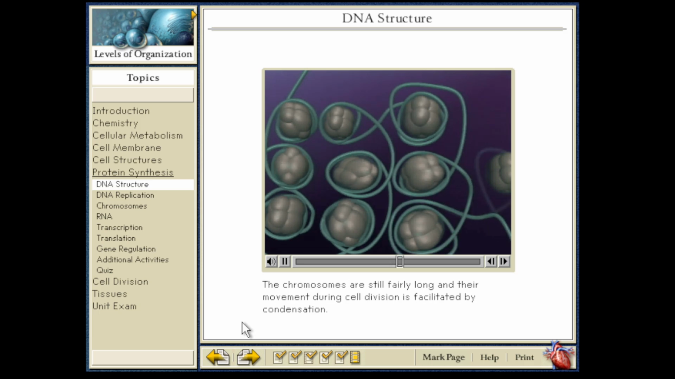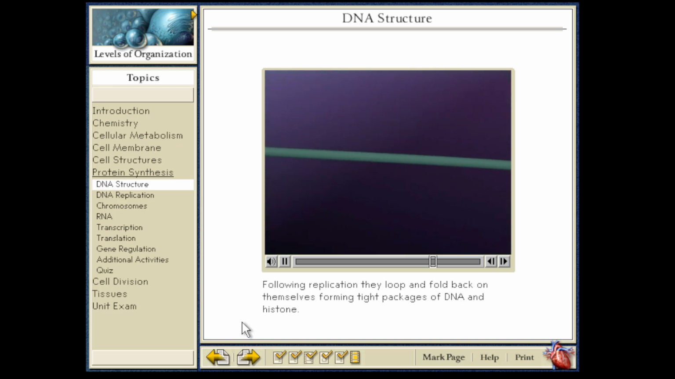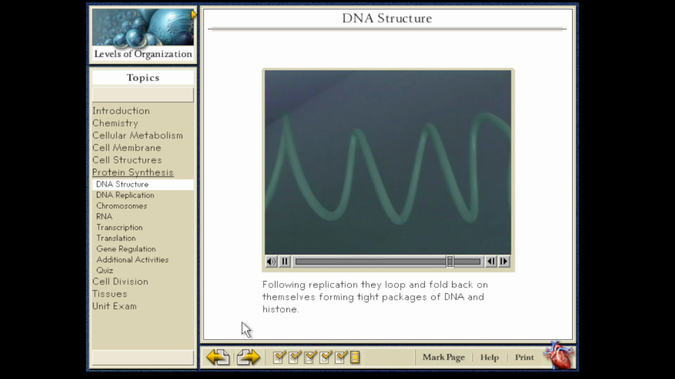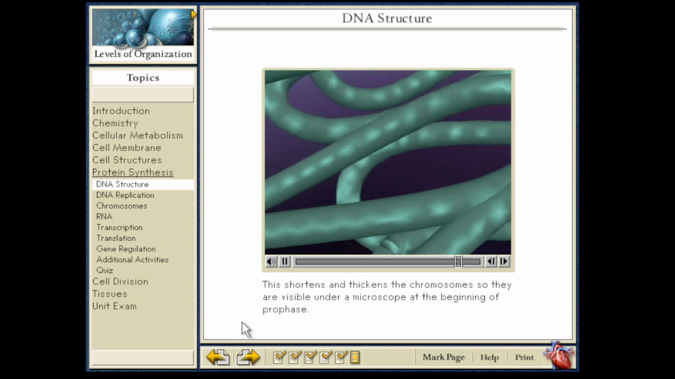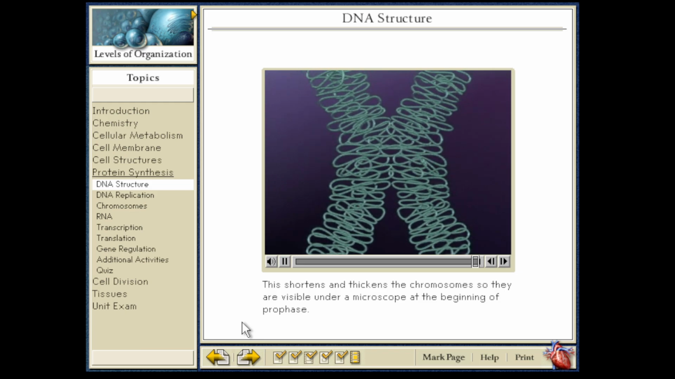The chromosomes are still fairly long, and their movement during cell division is facilitated by condensation. Following replication, they loop and fold back on themselves, forming tight packages of DNA and histone. This shortens and thickens the chromosomes, so they are visible under a microscope at the beginning of prophase.